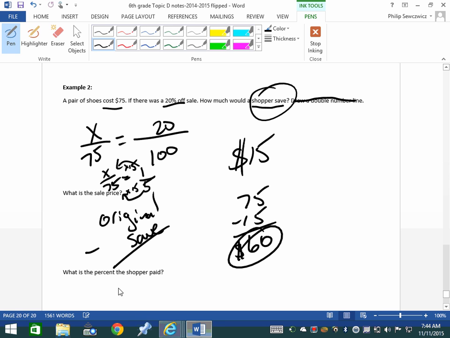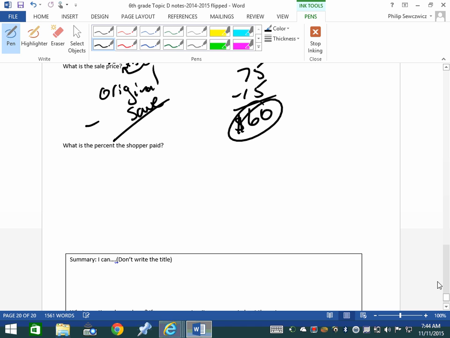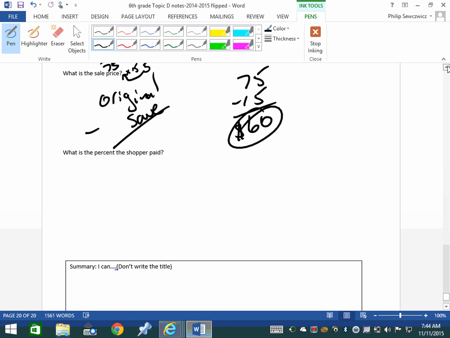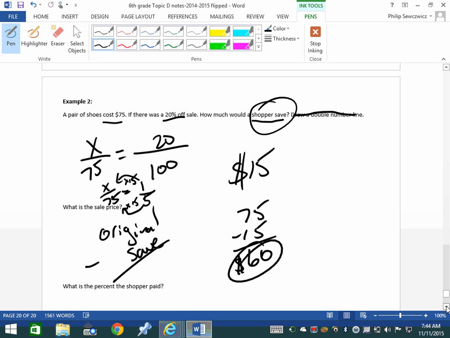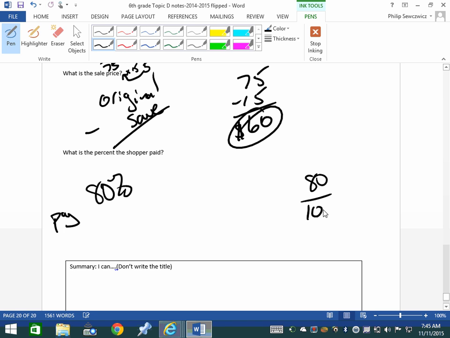Again, what is the percent the shopper paid? Well, if you're able to take off the 20%, then that means they actually ended up paying the 80%. So if we're going to pay 80%, let's go through it. Again, it's always out of 100. And then the original price is your 52. So this is how much I'm going to pay when I do this particular one.